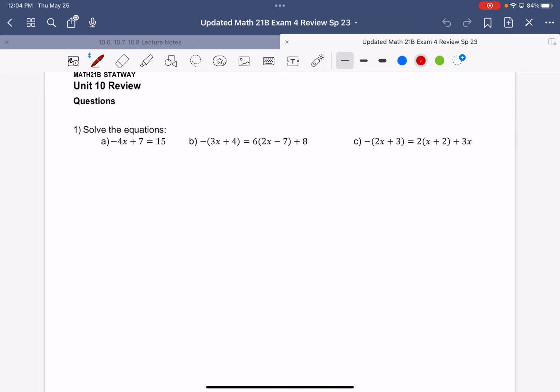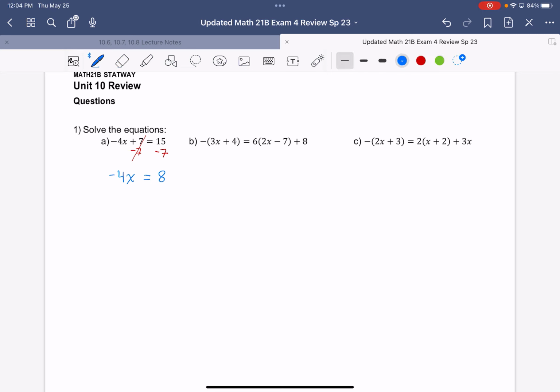Okay, so let's jump to it. Number 1, part A, solve the equations. Let's see how y'all did. So part A, negative 4x plus 7 equals 15. We want to solve for x. You want to get x alone. So let's first subtract 7 from both sides of the equation. So that way those 7's cancel. We are left with negative 4x equals 8.